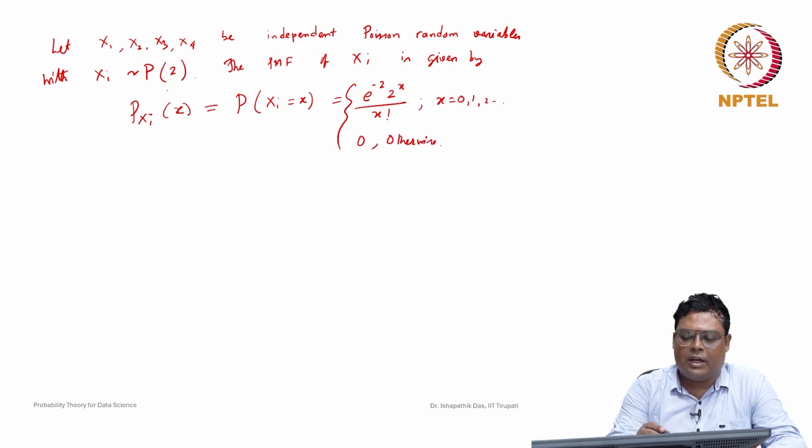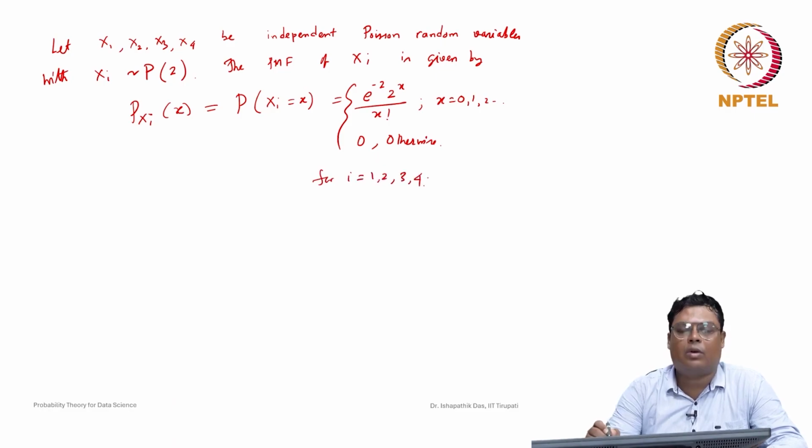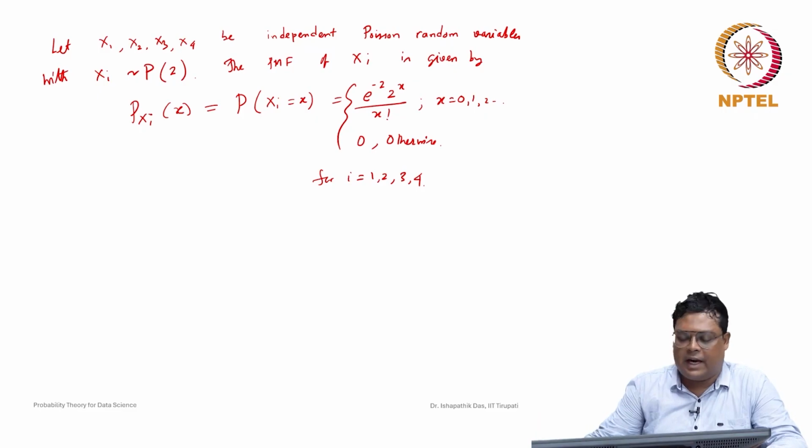Because these are identically distributed random variables, for i equal to 1, 2, 3 and 4, all the random variables have the same probability mass function. It is e to the power of minus 2, 2 to the power of x by x factorial, x equal to 0, 1, 2, and so on.